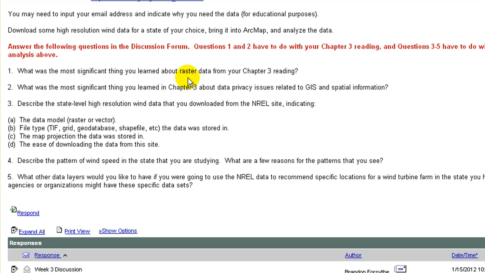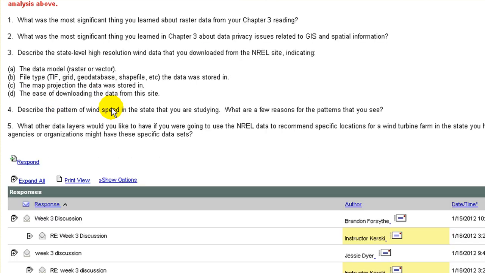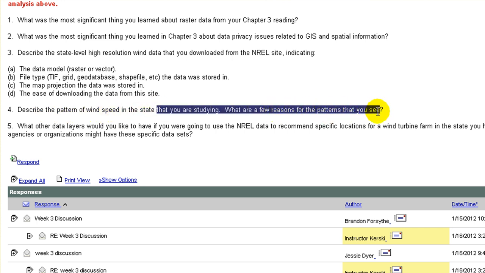What was the most significant thing you learned about raster data from your Chapter 3 reading? What was the most significant thing you learned in Chapter 3 about data privacy issues related to GIS and spatial information? 3. Describe the state-level, high-resolution wind data that you downloaded from the NREL site, indicating the data model, raster or vector, file type, TIFF, grid, geodatabase, shapefile, etc. that the data was stored in, the map projection the data was stored in, the ease of downloading the data from this site, and more importantly, describe the pattern of wind speed in the state that you are studying. What are a few reasons for the patterns that you see?